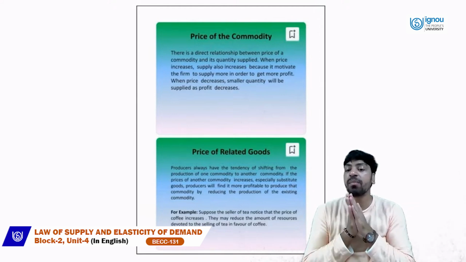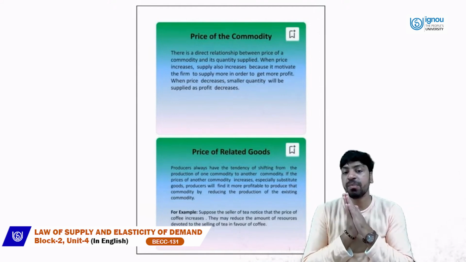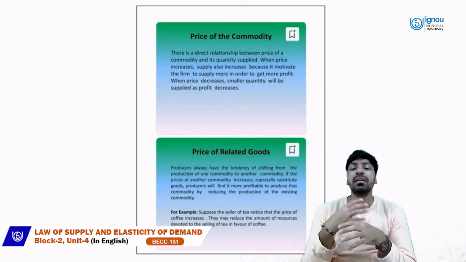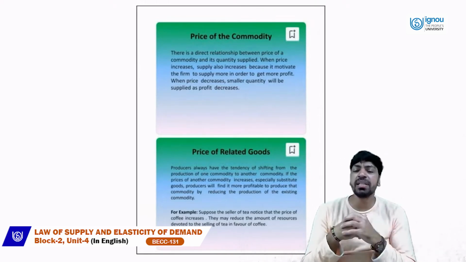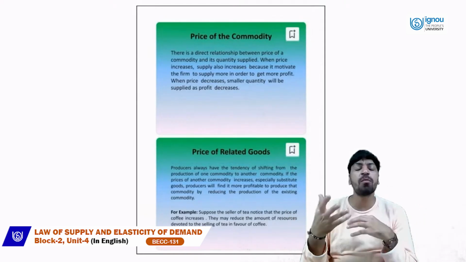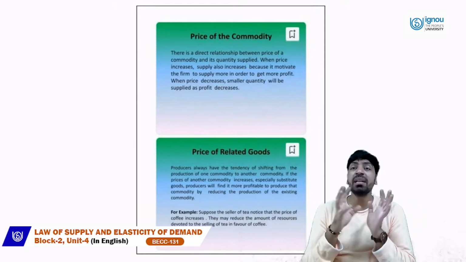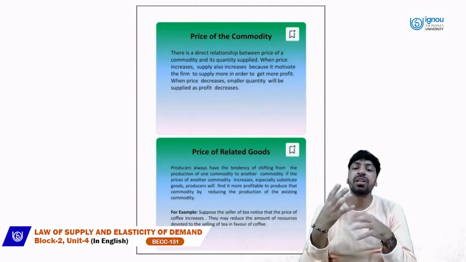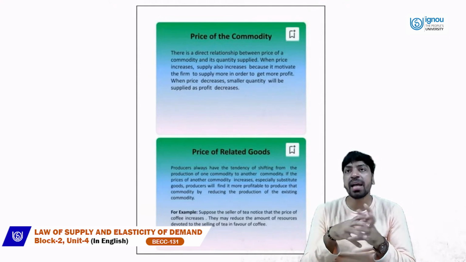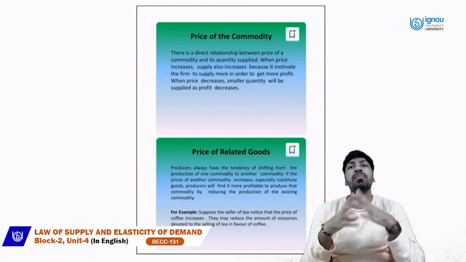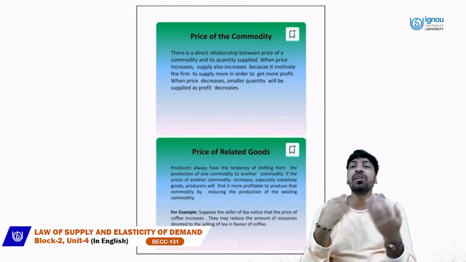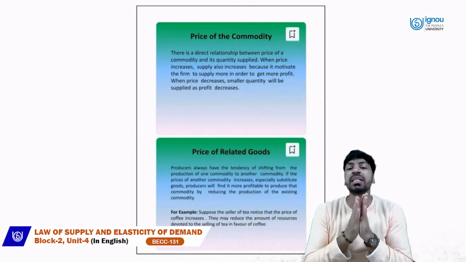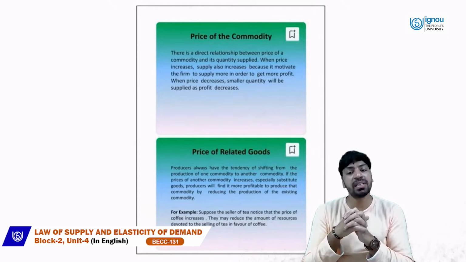So here the positive relationship exists in the case of related goods. Suppose the seller of tea notices that the price of coffee has increased. Ultimately he could immediately take a step to reduce the amount of resources for tea, so that the supply of tea decreases in favor of coffee. That's the perfect example of the price of related goods.